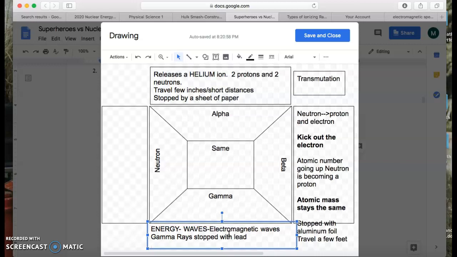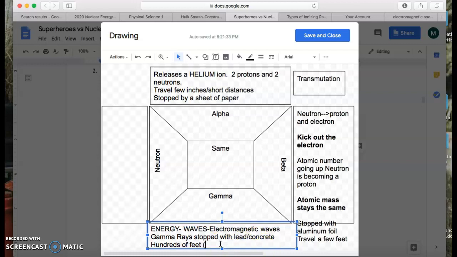But they can travel thousands and thousands of feet, okay? So they can travel thousands of feet. Actually, let's reword that. Let's put that as hundreds of feet. I think that'd be a better way of saying it, okay? They also can be stopped by concrete. That's something else to think about as well. But they can be stopped.